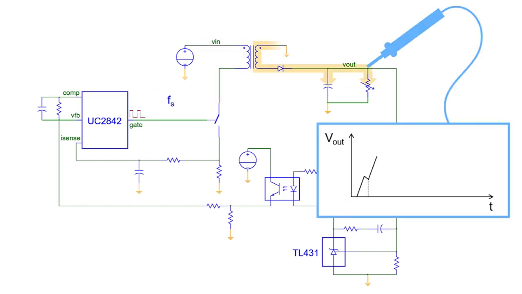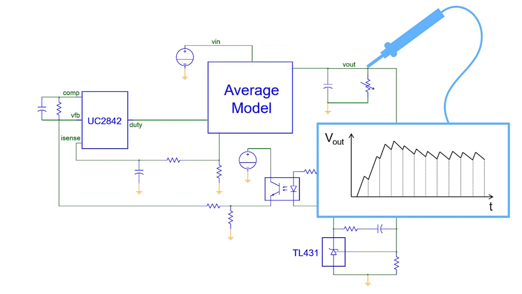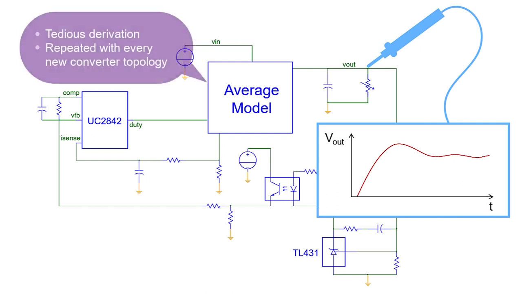Due to the absence of a fixed operating point about which the circuit equations can be linearized, the basic AC analysis of Saber or SPICE is not readily applicable, at least not without deriving an average model that abstracts out the switching behavior and constructing a duty cycle signal. But this derivation can be tedious and needs to be repeated with every new converter topology.